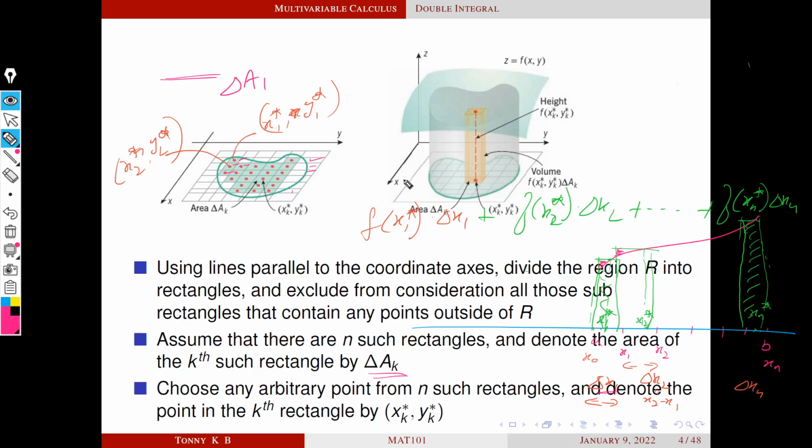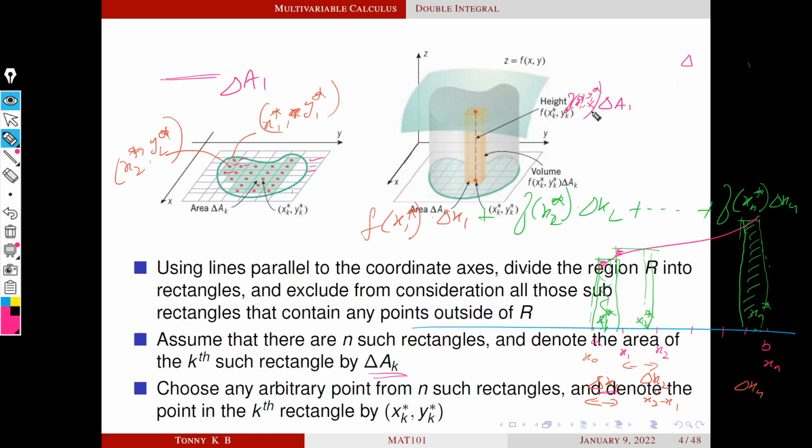Okay, so now I think all of you are clear what our idea is. So what is the volume corresponding to the first rectangle? You take the area, that is delta a1, times the height at this point. What is the height at this point? f of x1 star, y1 star, right?